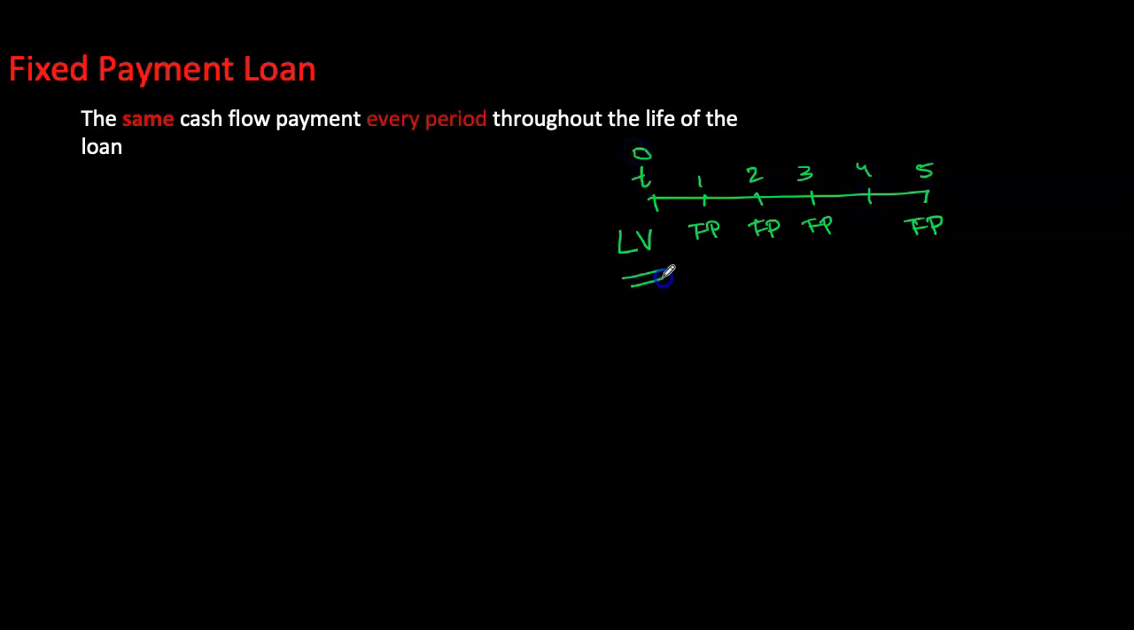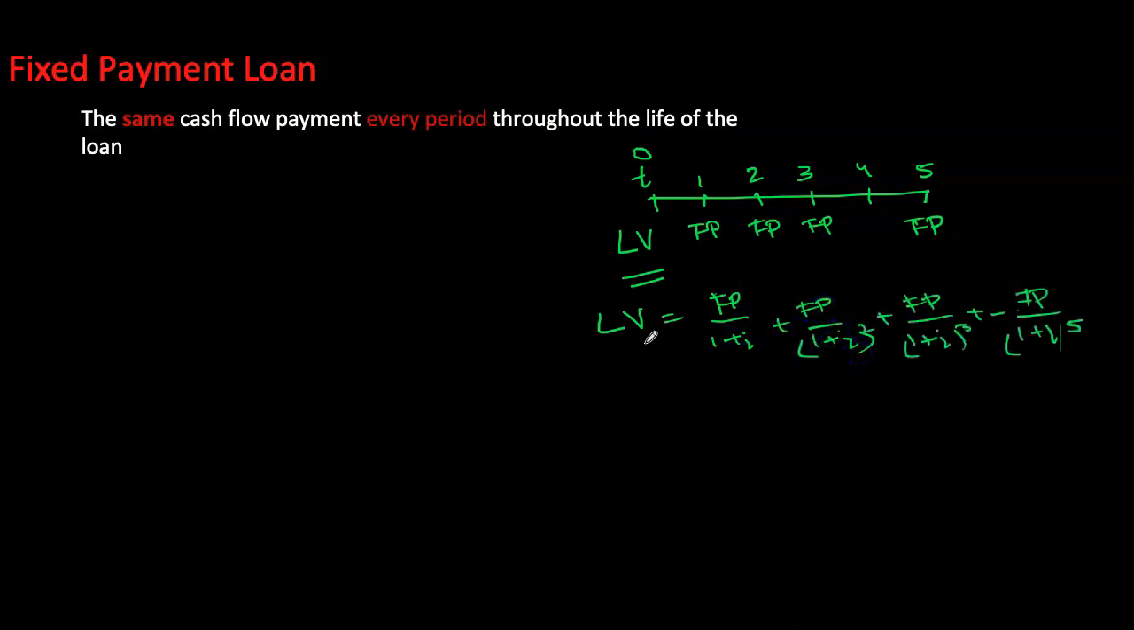What would be the loan value? Loan value would again be equal to the discounted value of all of these future cash flows. In this case, because there are multiple cash flows, we will discount each one of them independently and then sum them up. So fixed payment discounted over 1 year, fixed payment discounted over 2 years, and so on. And your loan value is therefore the sum of the present value of all of these future cash flows.